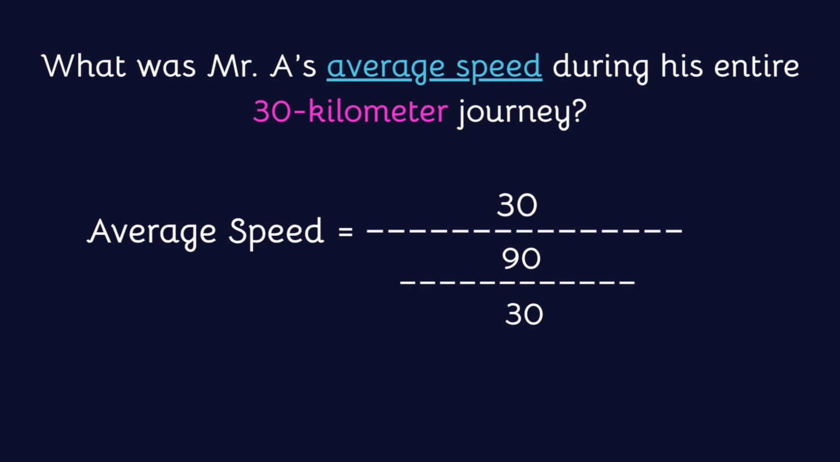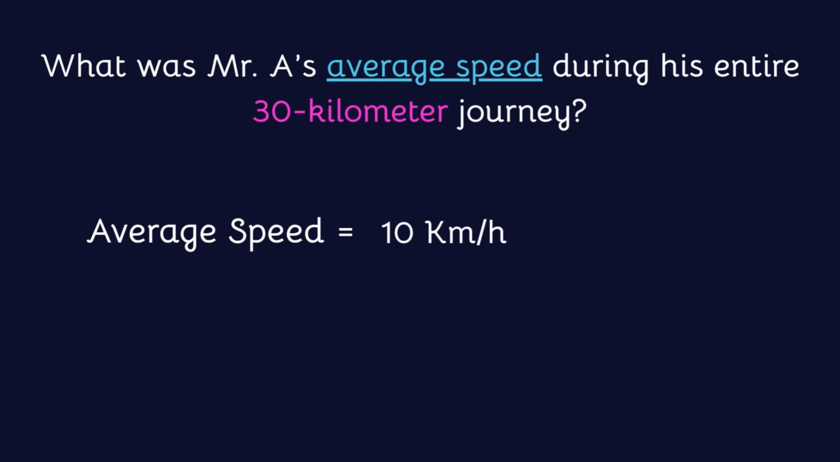I want to bring the denominator 30 up. So that will become 30 times 30, which will become 900. So 900 divided by 90. If I do the division, that will give me the average speed of 10. So Mr. A traveled at an average speed of 10 km per hour.